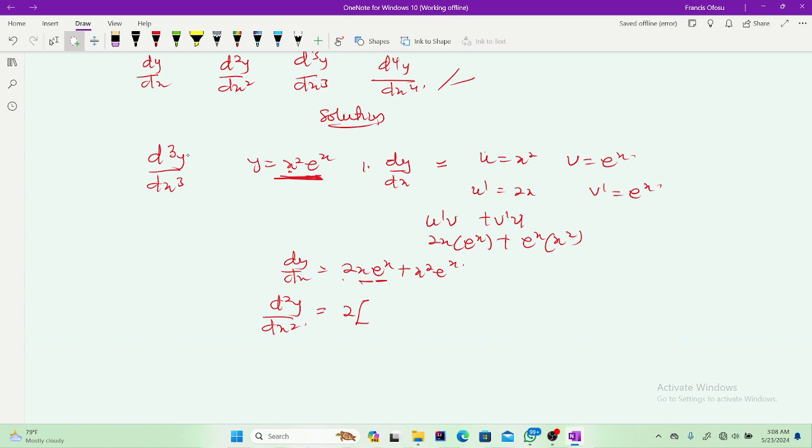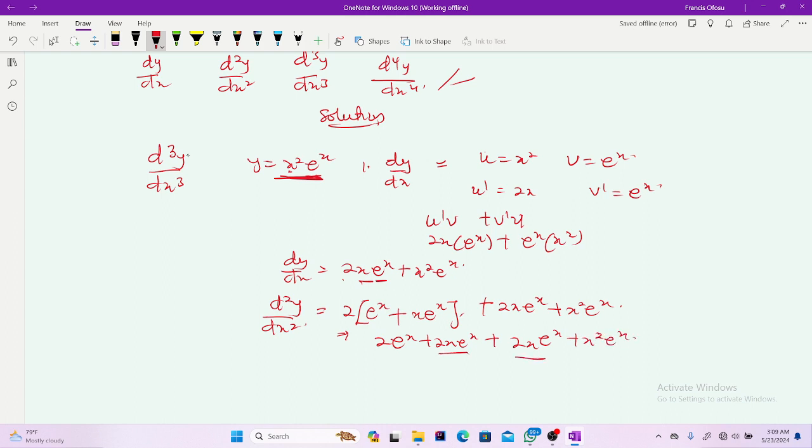So when I differentiate x, I'm getting 1, then maintaining this e to the power x. 1 times this is the same thing. Now I'll maintain x and I'll differentiate e to the power x. It's still the same. Then I come to this side. This side will give me 2x e to the power x, whilst e to the power x is there, then x squared e to the power x. So I simply get 2e to the power x, 2x e to the power x plus 2x e to the power x plus x squared e to the power x.